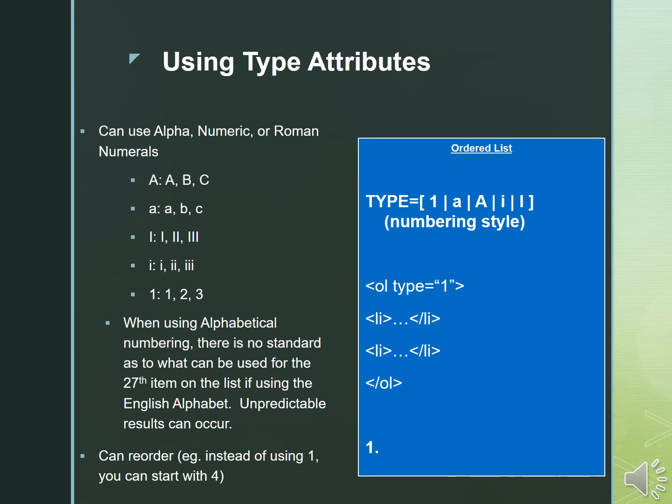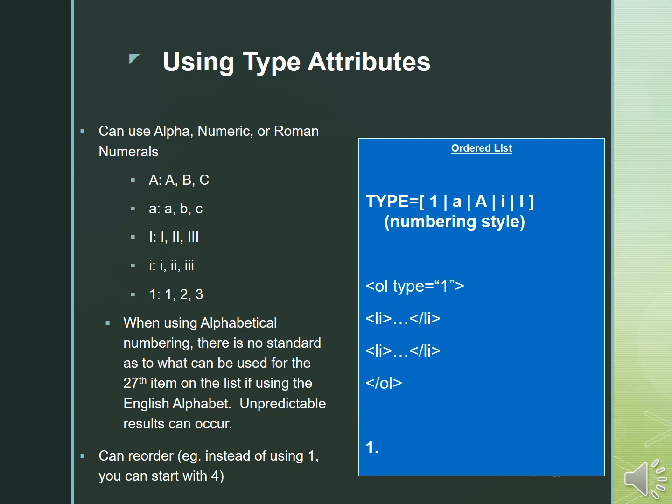How to use type attribute with ordered list. There are 3 different values for ordered list: alphabets, numeric and Roman numbers. Alphabets and Roman numbers can be in upper or lower case. So if you want alphabet in capital case, you will write type equal to A. If you want lowercase, you will write type equal to small a. For Roman numbers, capital I in uppercase and small i in lowercase. By default, it is Arabic number, which is 1 2 3, which we generally follow.